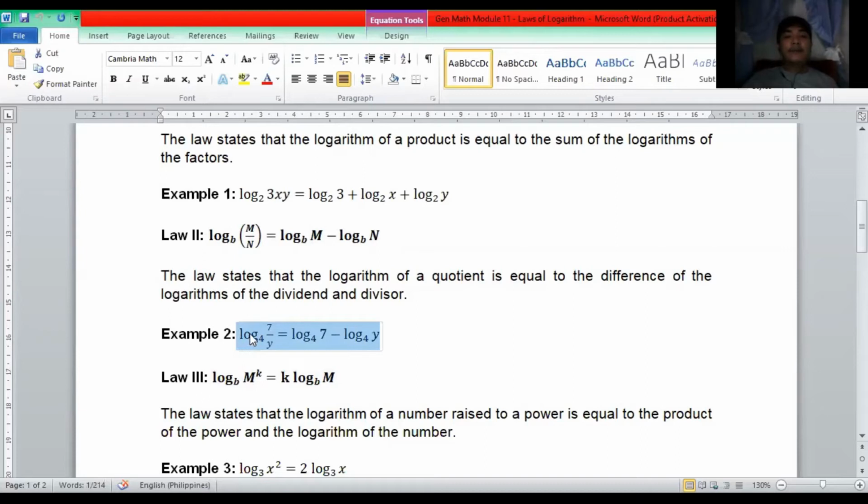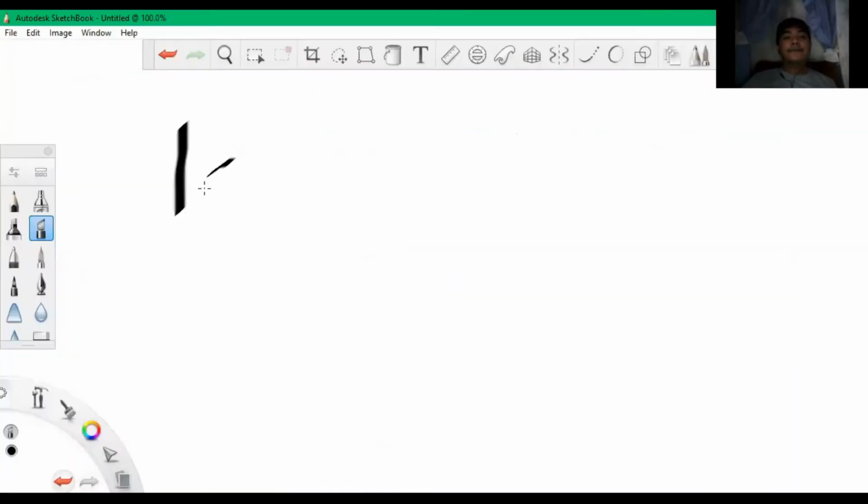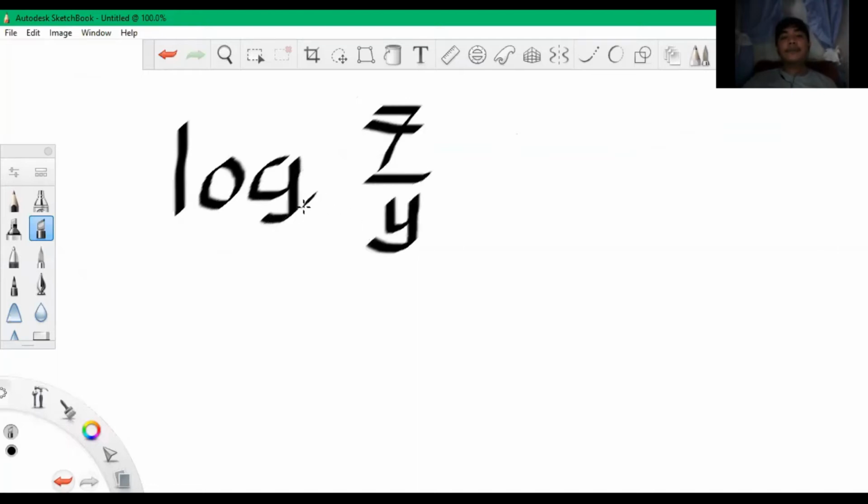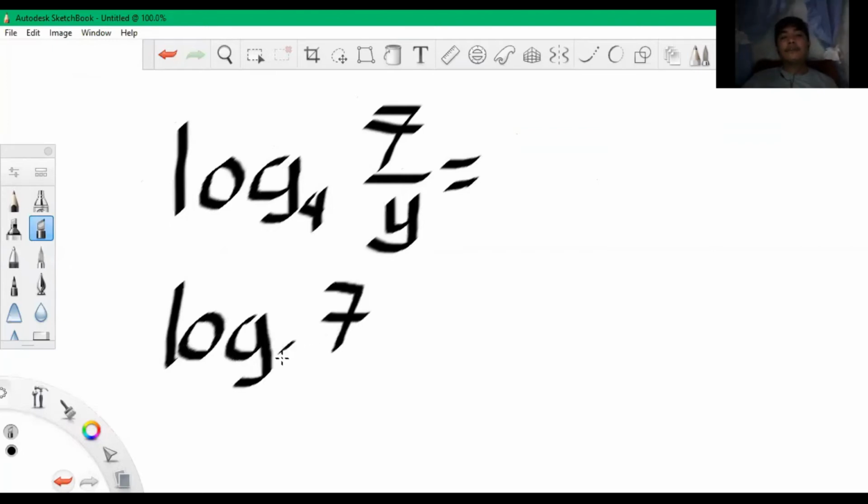So we have the logarithm of 7 over y to the base 4. So let's get the expanded form of logarithm of 7 over y to the base 4. So first, write the logarithm of the numerator, then minus sign, then the logarithm of the denominator. So in this case, we have 7 sa ating numerator. So mauna natin siyang isulat. So we have the logarithm of 7 to the base 4. And yun sa numerator, kasi wala naman ng kasunod si 7, so denominator na agad tayo.